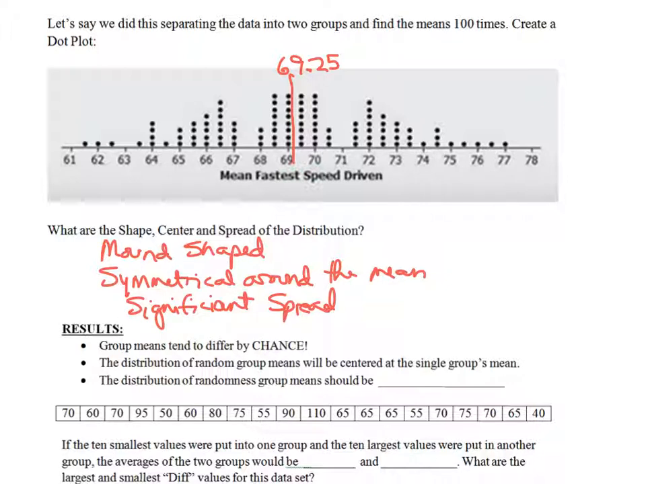So what results can we take from this? When I do the groups, the group means tend to differ just by chance. We randomly put the numbers into two separate groups, and we randomly came up with means. So the group means are going to differ by chance. The distribution of the random group means will be centered at the single group's mean. So we can see that 69.25 is really right in the center. The distribution of random group means should also be symmetrical.